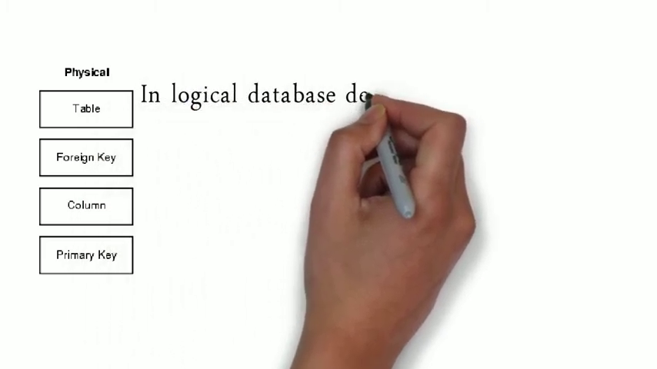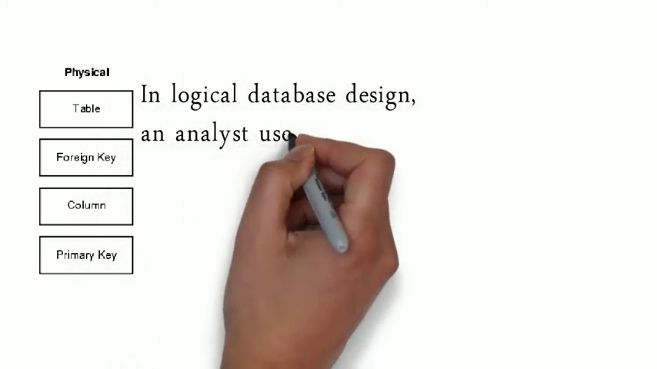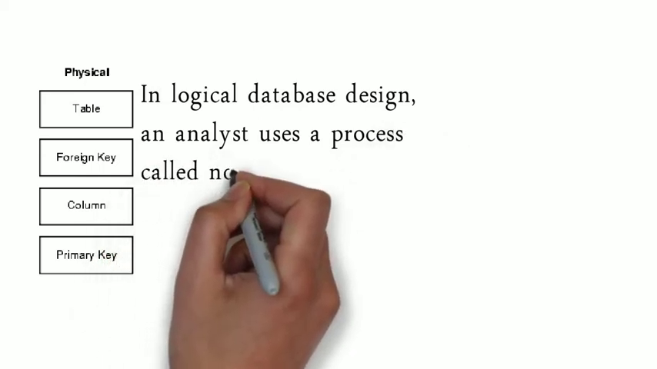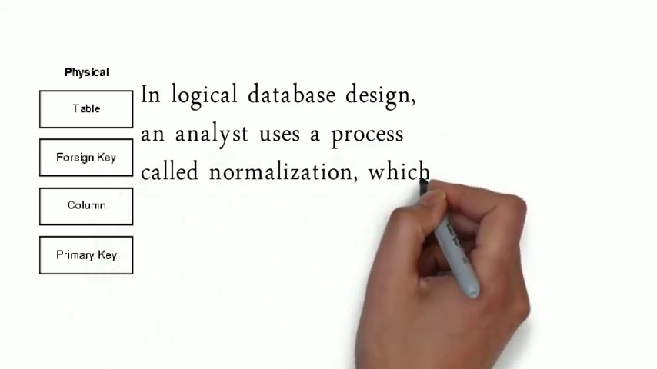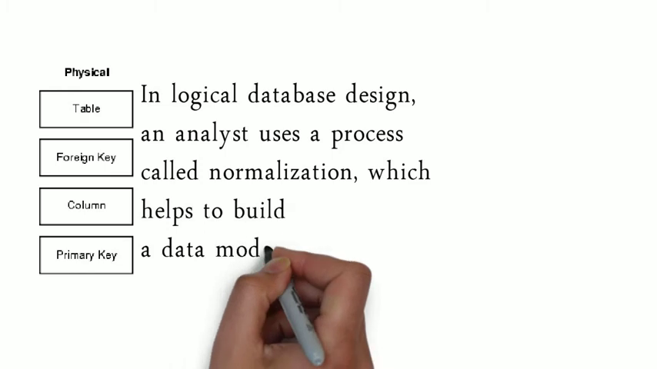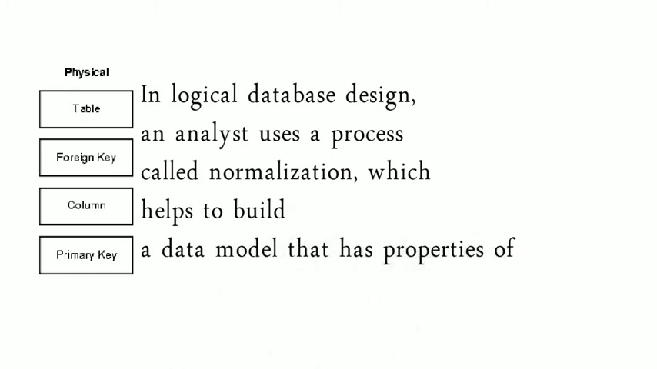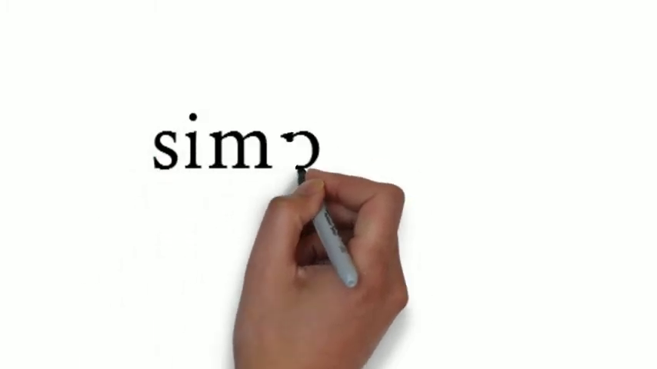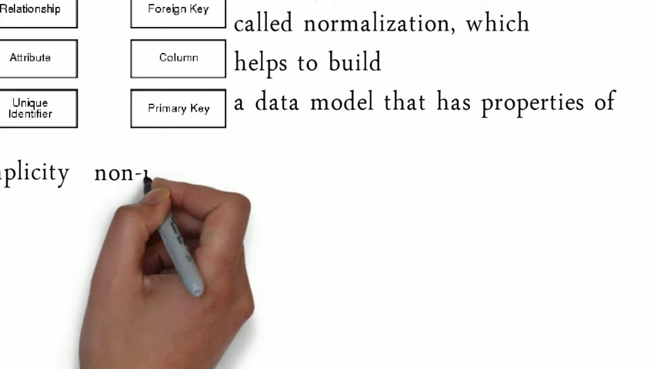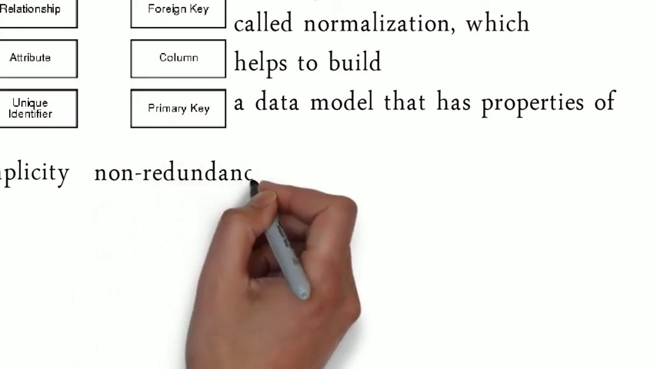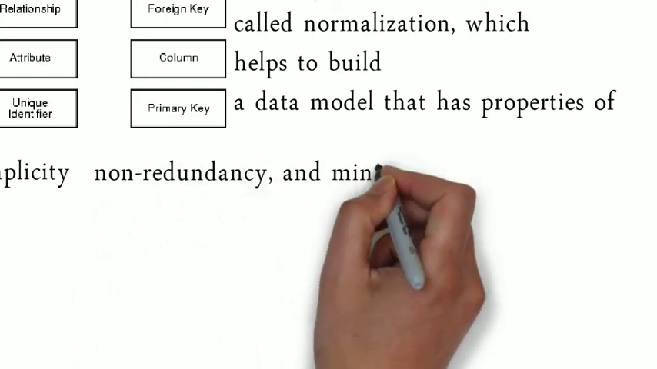In logical database design, an analyst uses a process called normalization, which helps to build a data model that has properties of simplicity, minimal maintenance and non-redundancy.